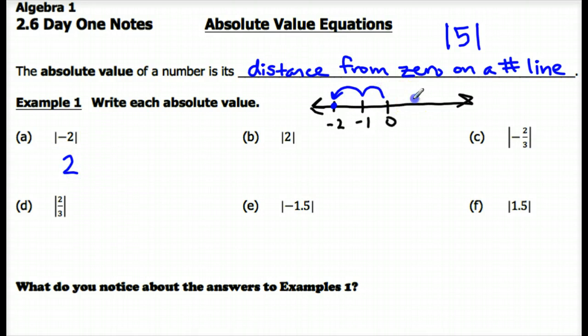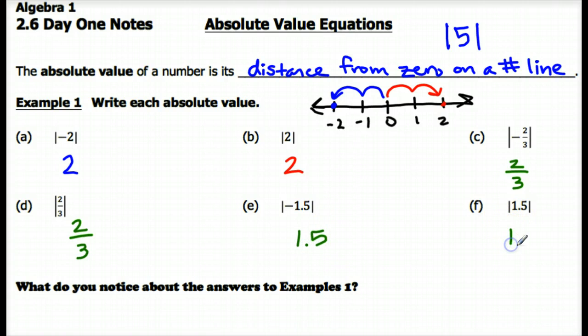+2 would be over here. It is also 2 spaces away from 0 on the number line. It's just 2 in the other direction, but it's still 2 spaces away. So the absolute value of +2 is also 2. -2/3, its absolute value would be 2/3 because it is 2/3 away from 0 on the number line. So is +2/3. -1.5, its absolute value is 1.5 because it's 1.5 spaces away from 0, as is +1.5.